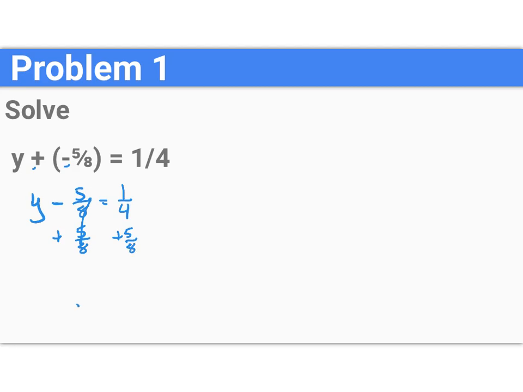And I'll do the math over here so that y equals 1/4 plus 5/8. You multiply by 2 over 2 to make the bottoms the same. Plus 5 over 8 equals 7 over 8. Y equals 7 over 8. So 7 over 8 minus 5 over 8 equals 2 over 8. If you reduce that down, that gives you 1/4.